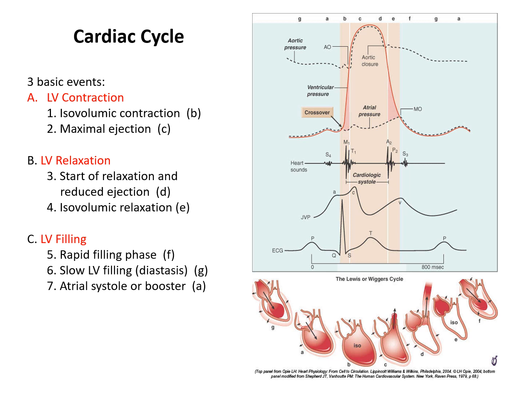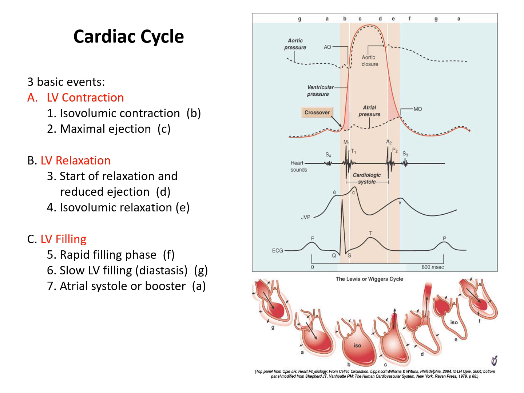There are three basic events within this cycle. LV, or left ventricular contraction, is involved in systole, consisting of two activities, the isovolumic contraction and maximal ejection phases. Then the start of the diastole, as the left ventricle relaxes with reduced ejection and isovolumic relaxation, followed by left ventricular filling event.